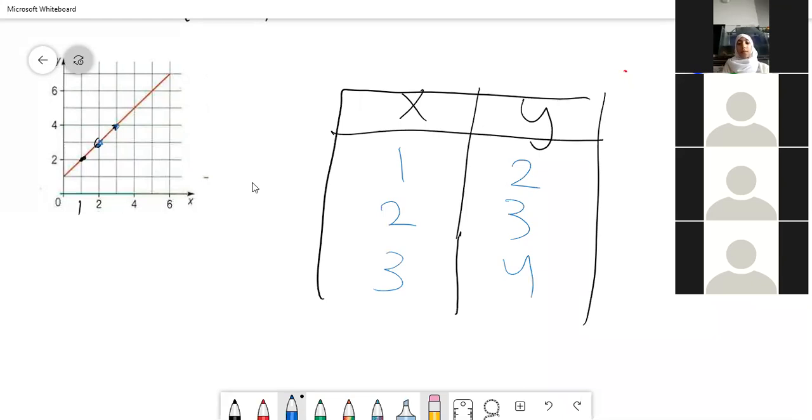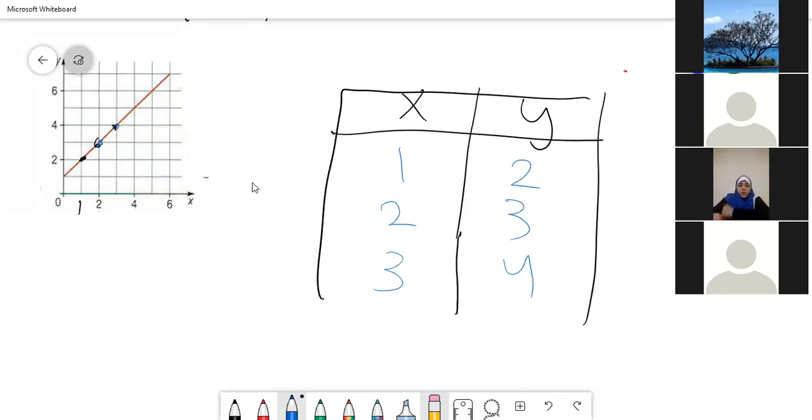Now we have some values of x and some values of y, right? Do you notice that whatever the value of x, you are going to get the value of y depending on some rules?